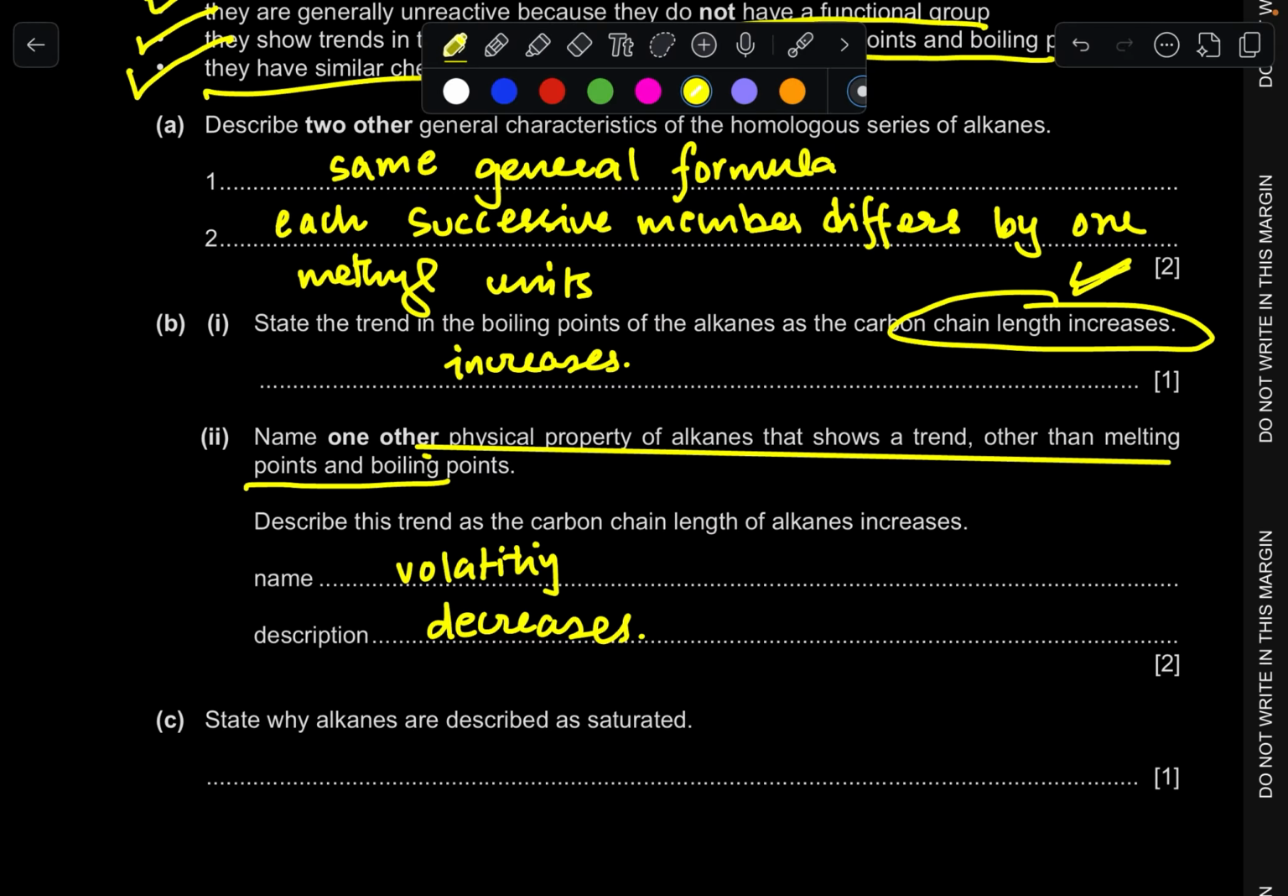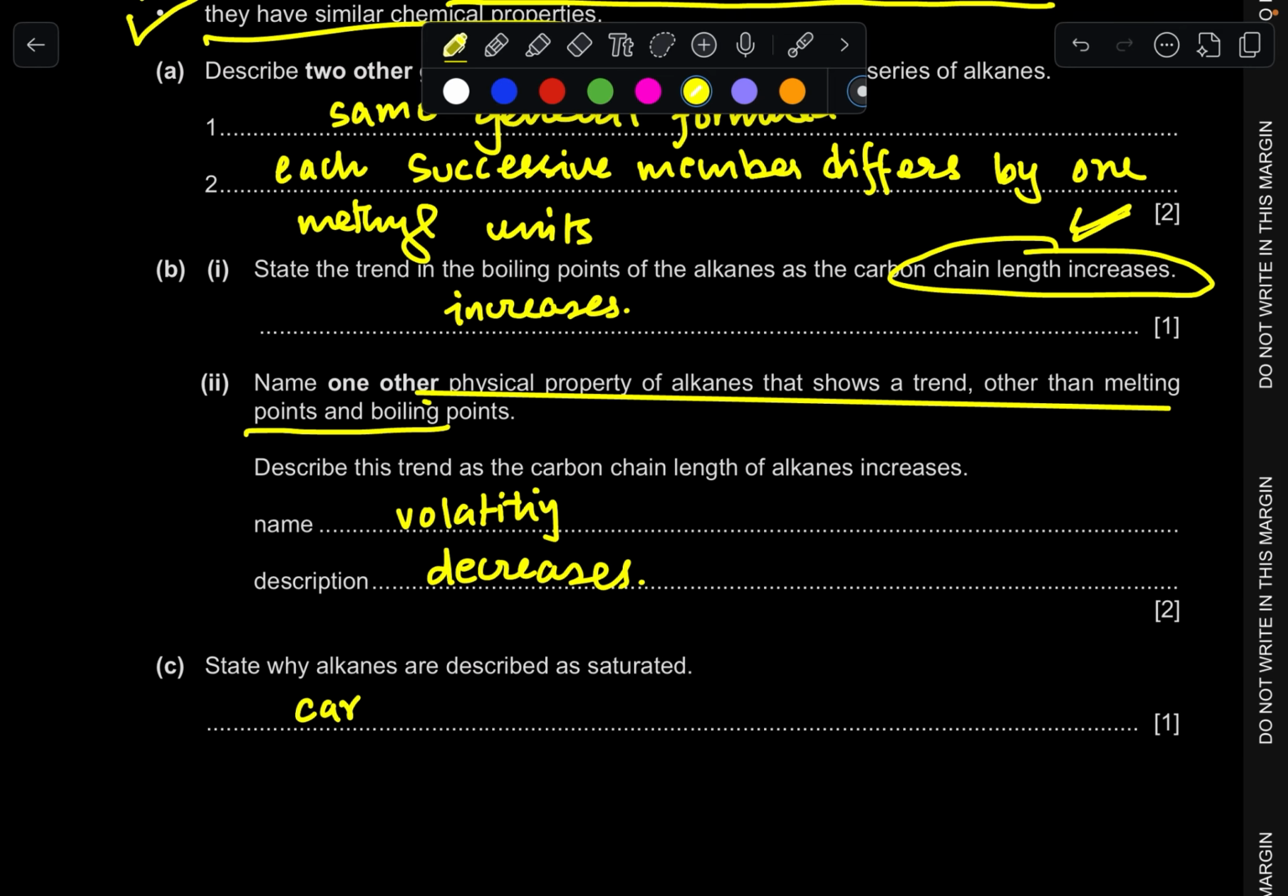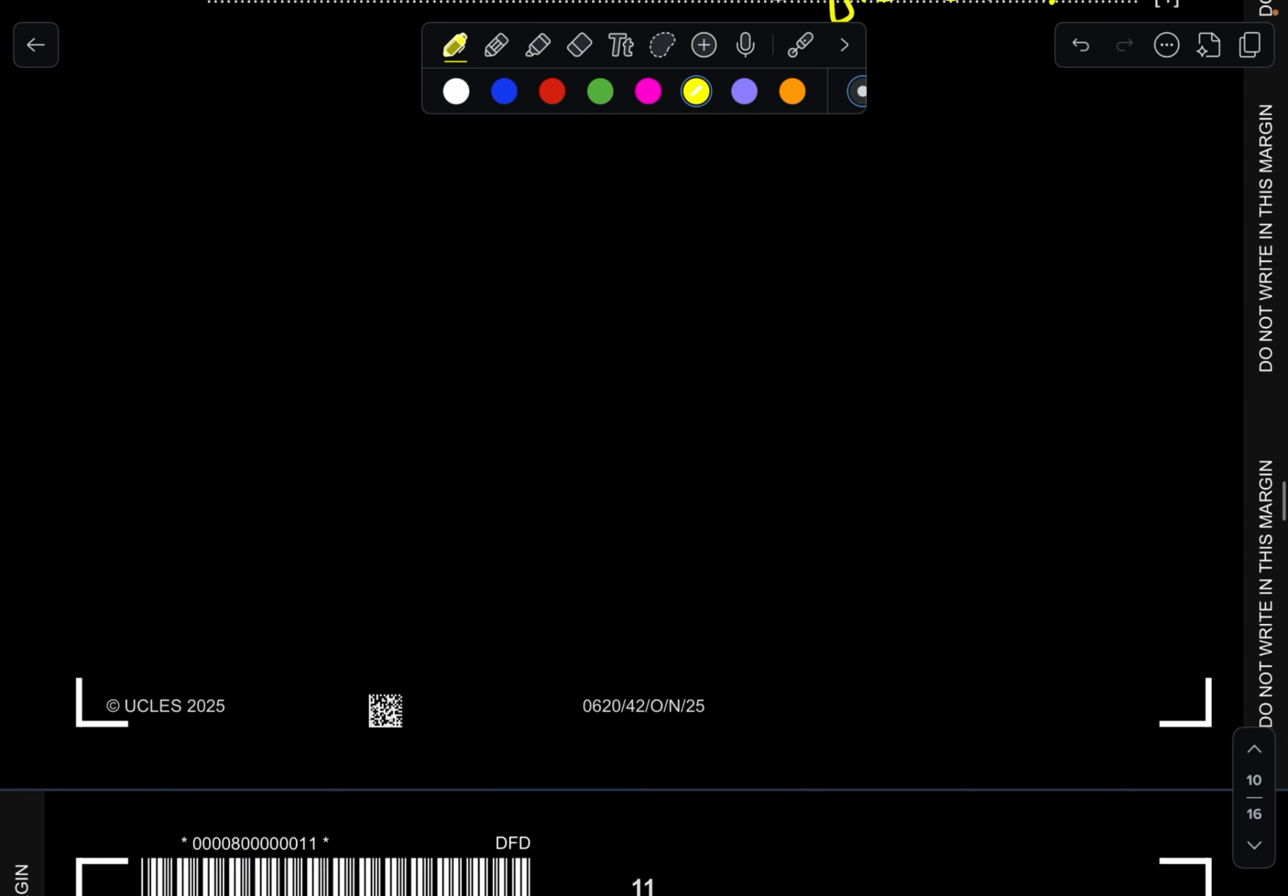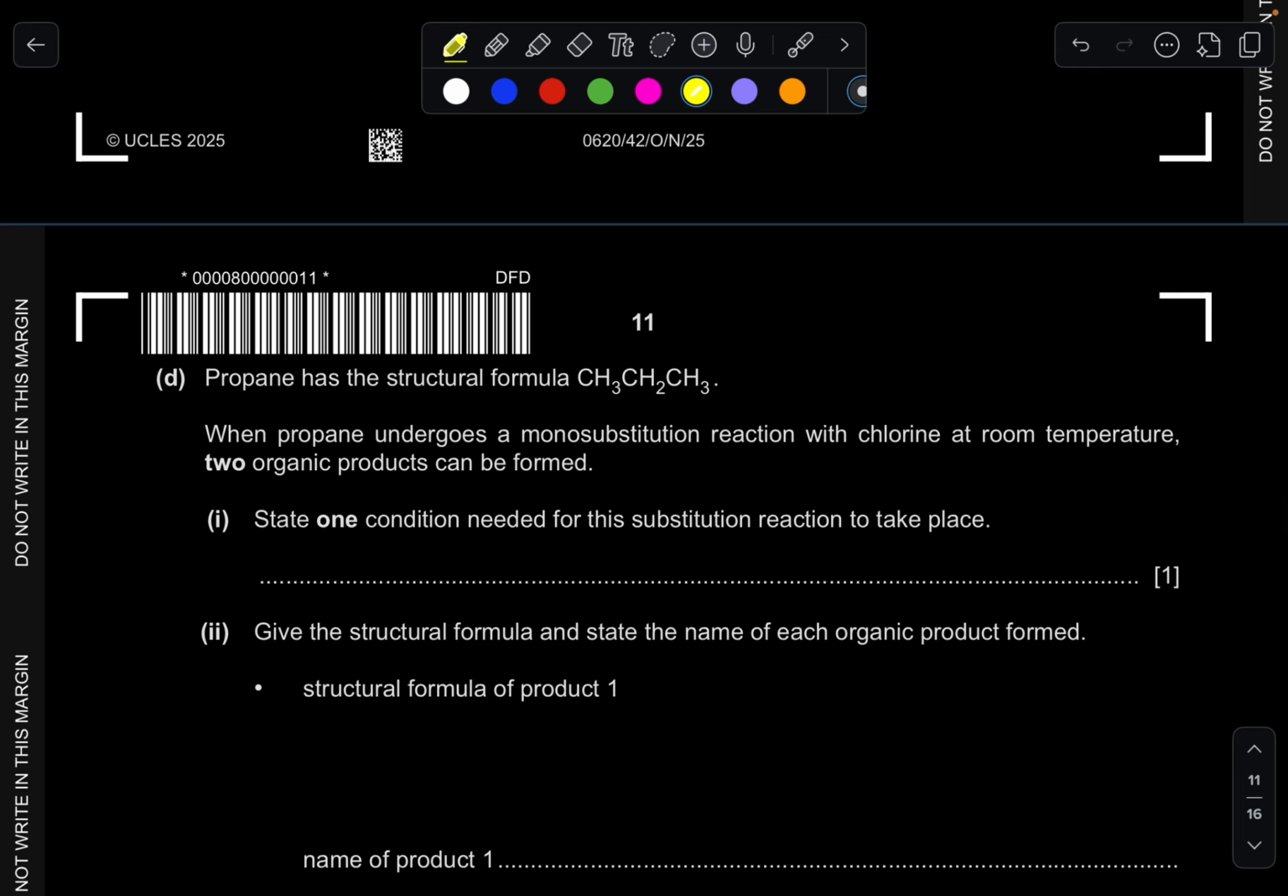State why alkanes are described as saturated. Because they have carbon single bonds, right? Single bonds, right? Propane has the structural formula of this.